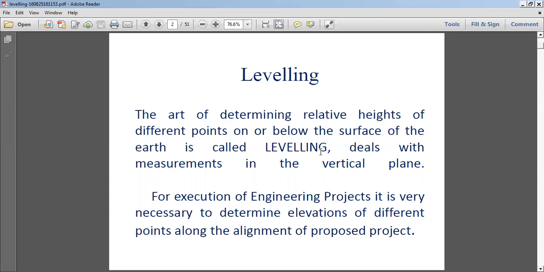In addition to this, when we talk about the practical utility of leveling work, there are a number of construction projects where, when we start, we have to know the different types of RL about that project. Suppose we are going to start any project. First of all, we need to find the RL, reduced level, of different points on that particular site, so we can initiate the layout of that building. Without any layout, we can't start the construction of any project.